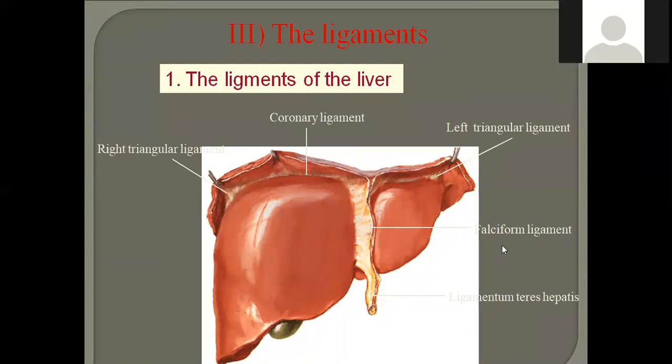Falciform ligament. The extension of this ligament, that means from the umbilicus till the falciform ligament, the name of the peritoneal fold is ligamentum teres. What is the name of the fold? Ligamentum teres. Okay, from the umbilicus till the falciform ligament, you call it ligamentum teres hepatis. So the ligamentum teres is now continuing as the falciform ligament. Do you remember I told you it is now continuing below the diaphragm as the coronary ligament?